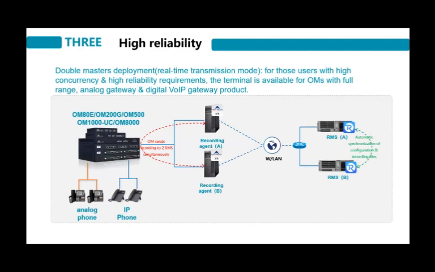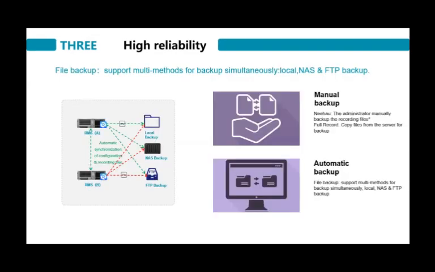More users, for those users with high concurrency and high reliability requirements, the terminal is available for OMs with full range. As you can see here, they use recording agent A and recording agent B at the same time for LAN capability for the automatic synchronization on RMS A and B as well. With regards to the file backup, our RMS supports multi-methods for backup. You can do local, you can do NAS, and FTP backup.